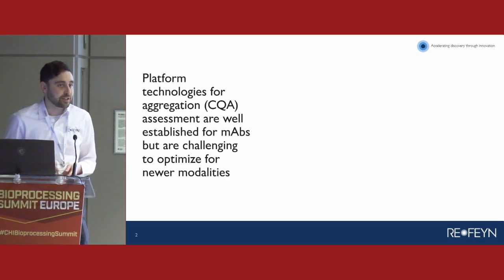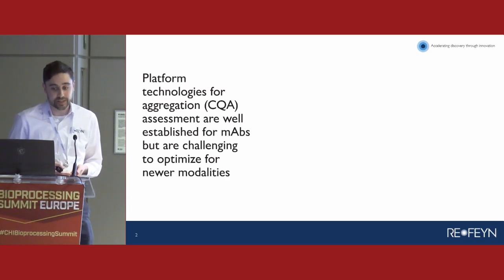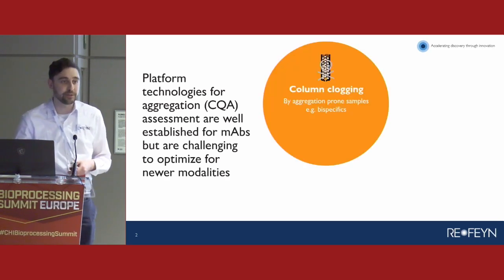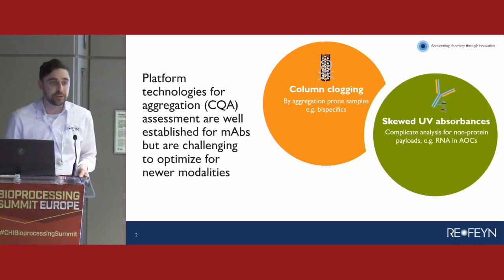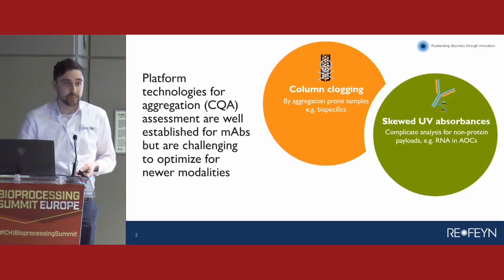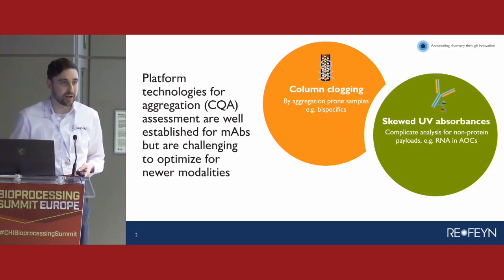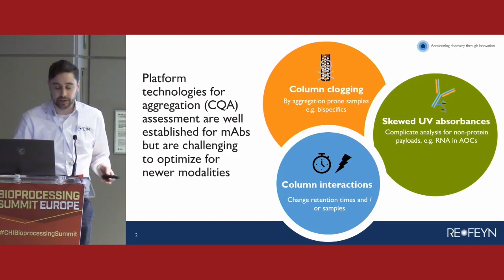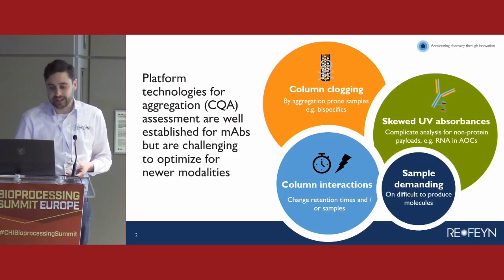So, as has been mentioned, aggregation is an important CQA, and techniques for this have been well established with mAbs, but we know with some of the newer modalities this can be challenging. This could be due to column clogging, due to the presence of large aggregates, skewed UV absorbances when doing SEC-UV because you have a different molecule in there which isn't protein, or some RNA or DNA, interactions between the drug and the column, and demanding samples.